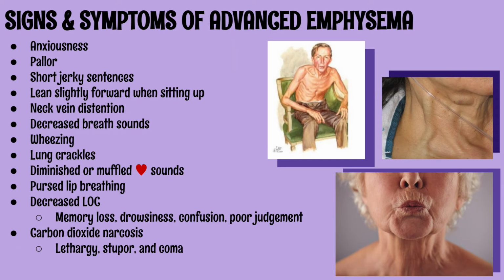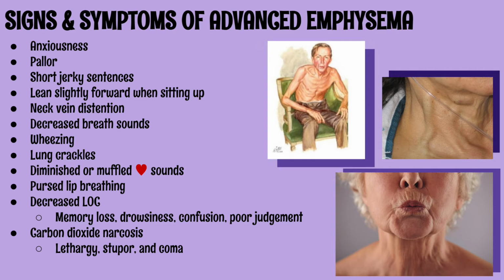Now, here are some signs and symptoms you'd see in a patient with advanced emphysema. The patient with advanced emphysema looks anxious, pale, and drawn. They often speak in short, jerky sentences. You may also notice that these patients lean slightly forward when they sit, as shown in this picture here on the right. This is known as the tripod position.